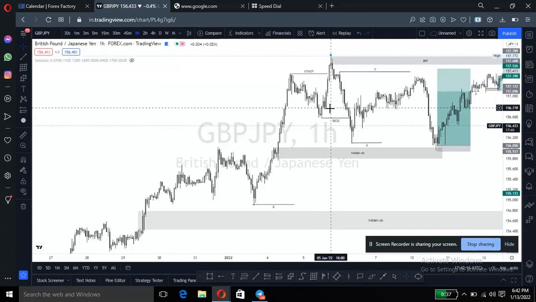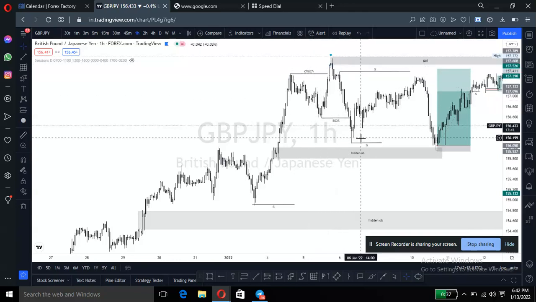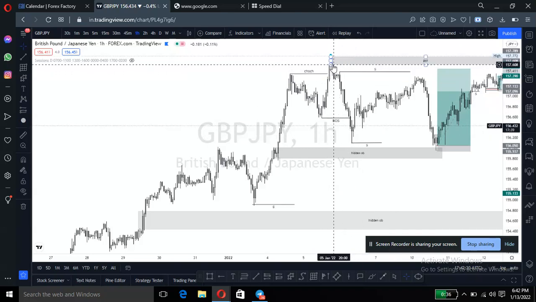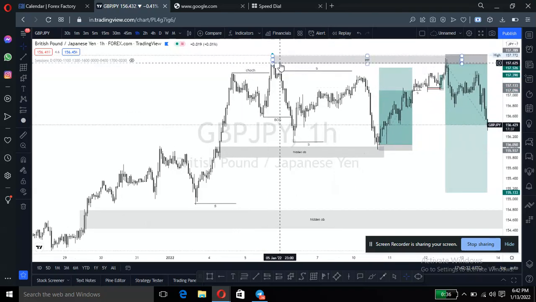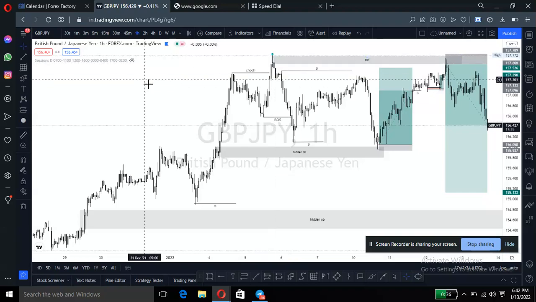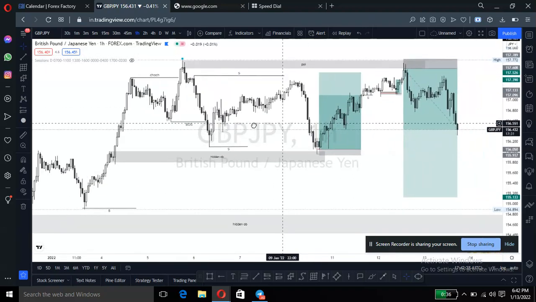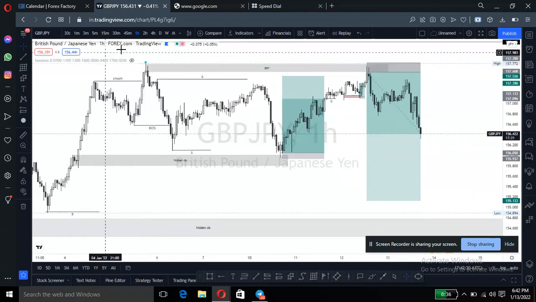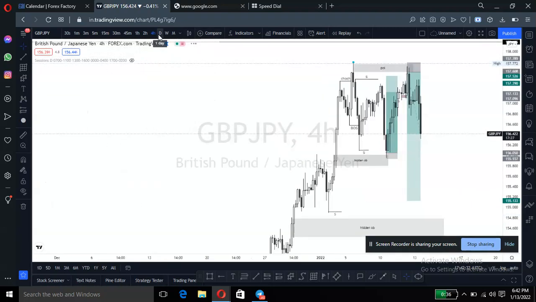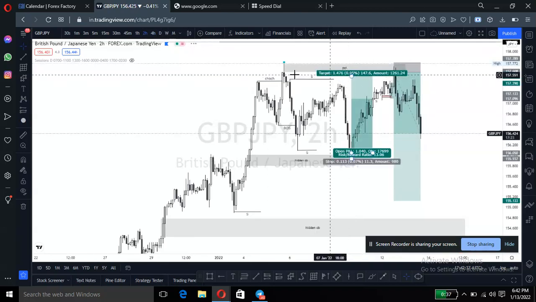CHoCH stuff. And then when I saw this being created, I knew this candle reacted off a higher time frame POI. I don't want to go back, I don't want to make this video longer or stressful. So you could check that out on the 4 hour time frame or the daily time frame. You could see this zone that hit off a daily POI. So I picked that out.